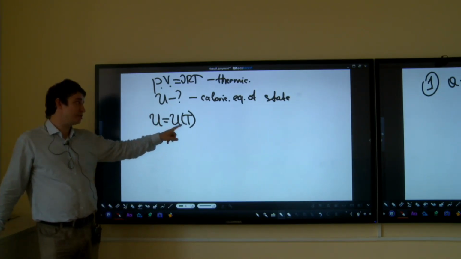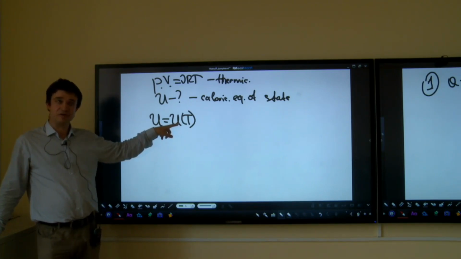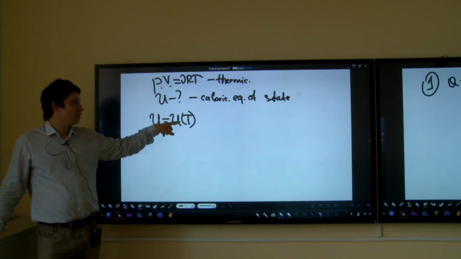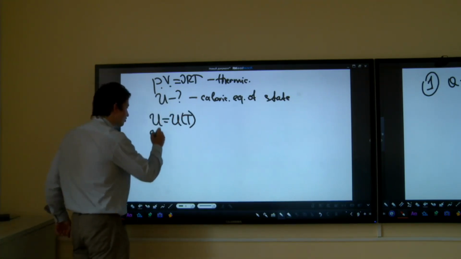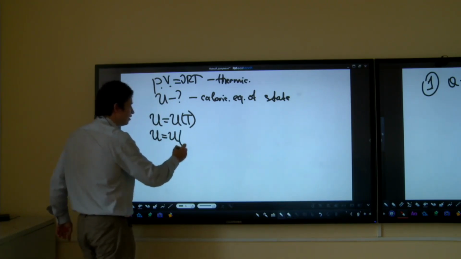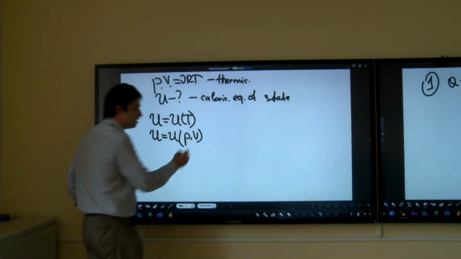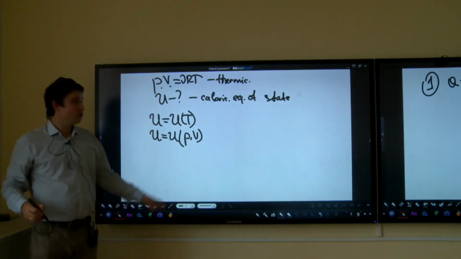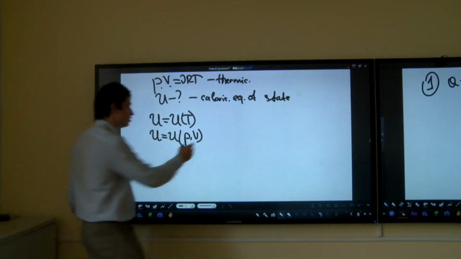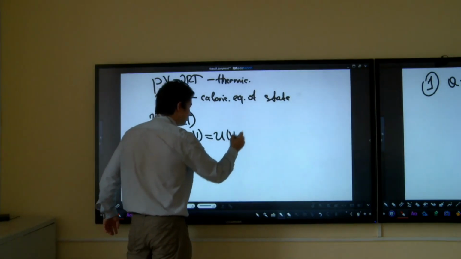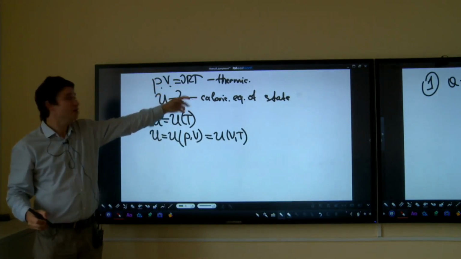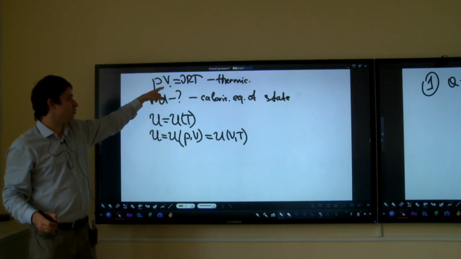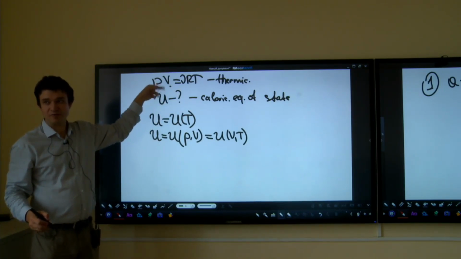Please note, this is a very important statement. It's a very strong statement because according to thermodynamics, energy should be a function of P and V, or for example, V and T. Since you have a relationship between pressure, volume, and temperature, you can express any one of them as a function of the other two.